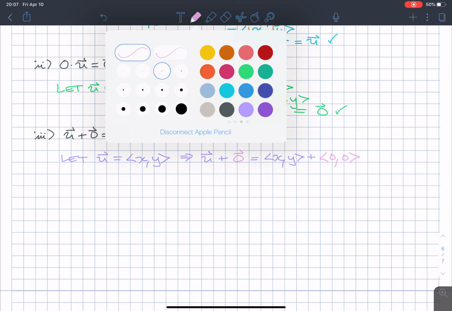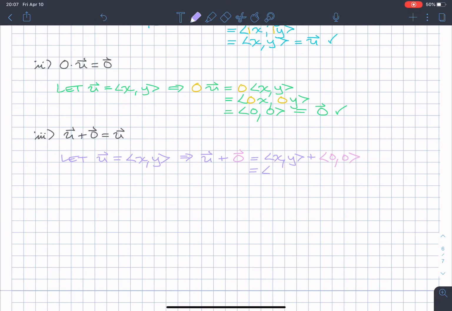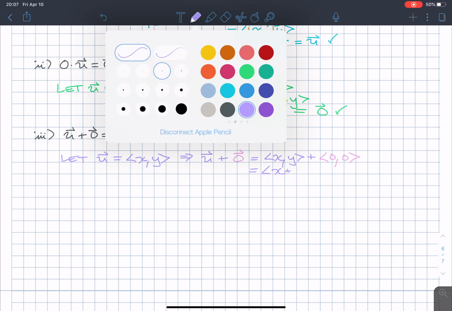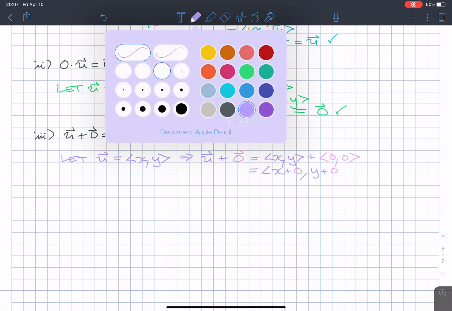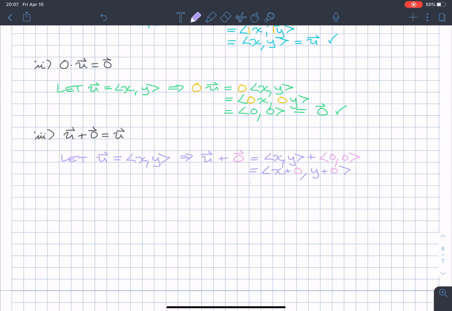Okay, so adding vectors, I just add their components. So this is x plus 0 in the first component, comma, y plus 0 in the second component. And since x, y, and 0 are real numbers, this just gives us x, comma, y, which is indeed vector u. So check mark, we've proved that as well.